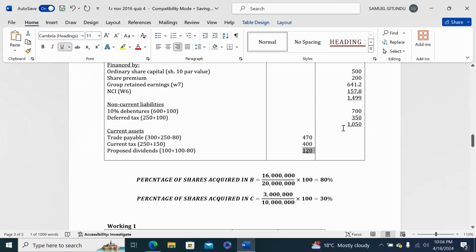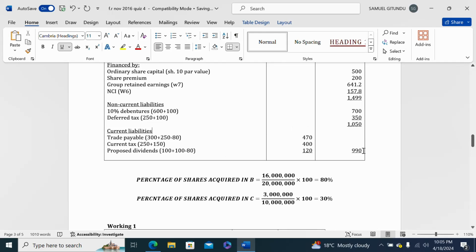So if you add all of this, you are getting the total of your current liabilities. Sorry, these are current liabilities. You are getting your total value of current liabilities as 990.